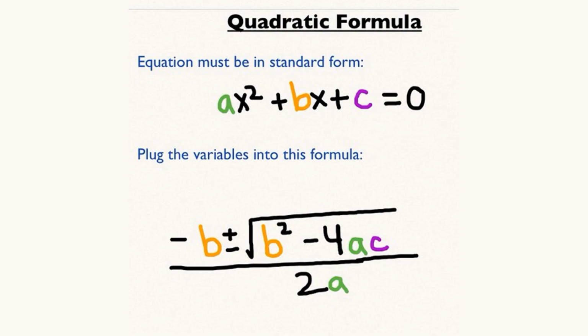Method 3. Quadratic formula. The third method we will look at is the quadratic formula. The quadratic formula is a formula that can be used to solve any quadratic equation. The quadratic formula is x = (-b ± √(b² - 4ac))/2a.